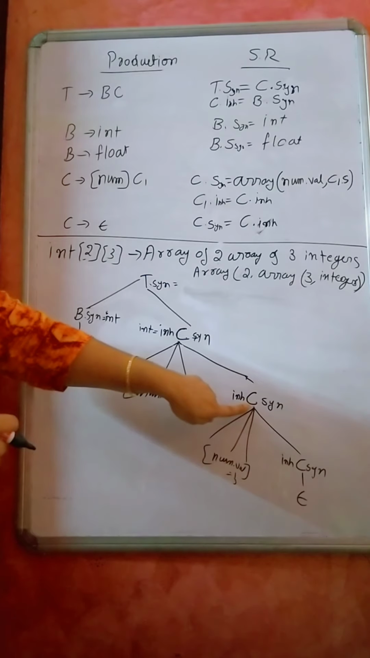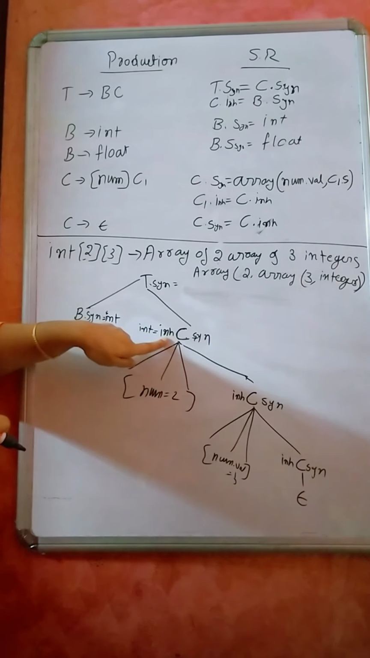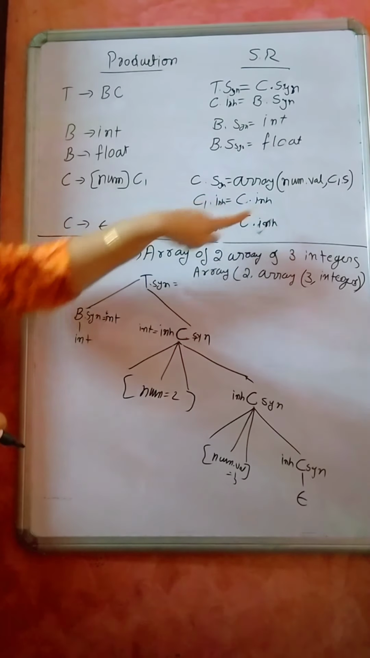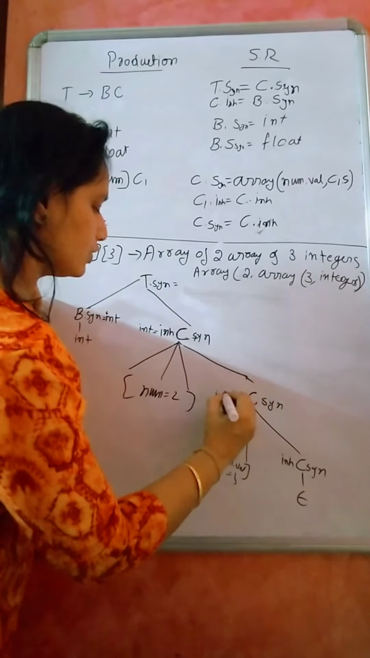So for this, which is the head of the production? This is the head of the production. So what is its inherited value? Integer. So integer will be passed over here.